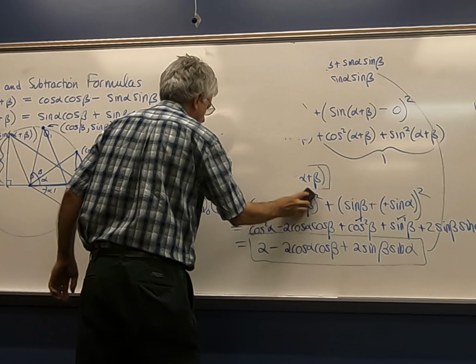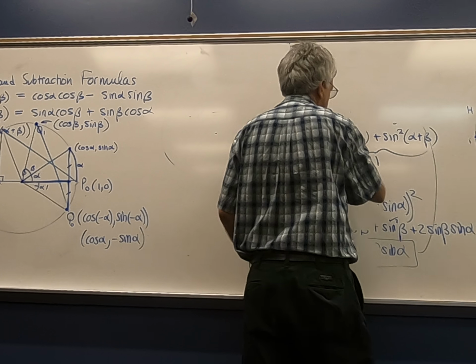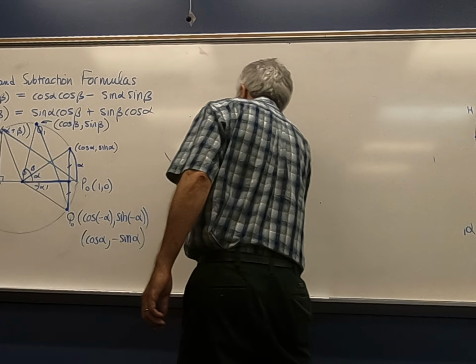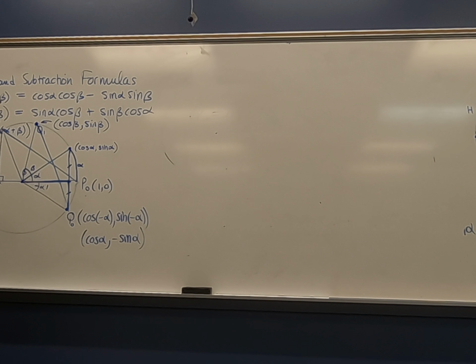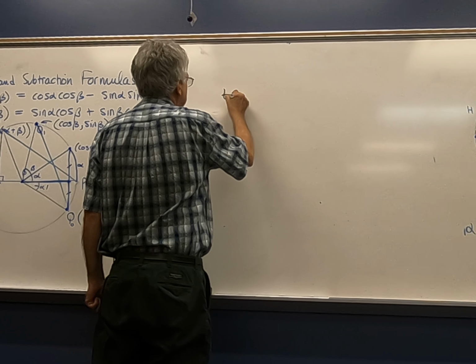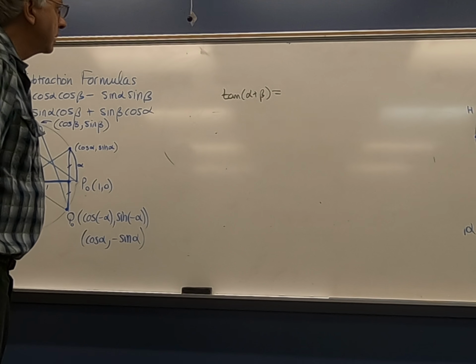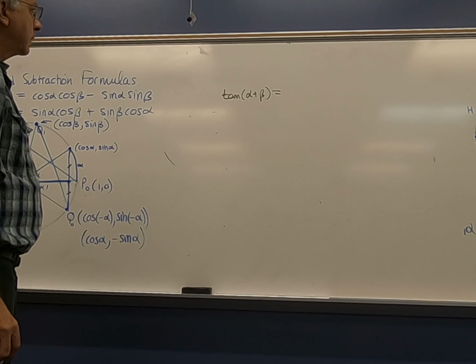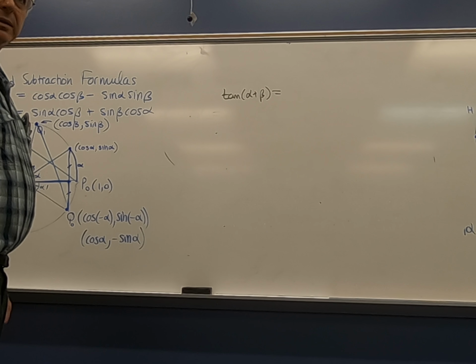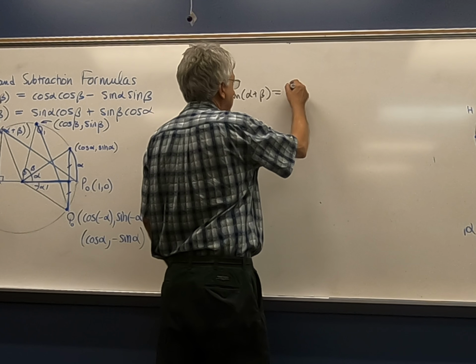Tangent of a sum or tangent of a difference, is there an identity for that? Yes, there is. How do we get it? With some algebra. So tangent of alpha plus beta. What can I do? To get things I already know, right? Is there some maneuver? That's the same. That's alpha plus beta.